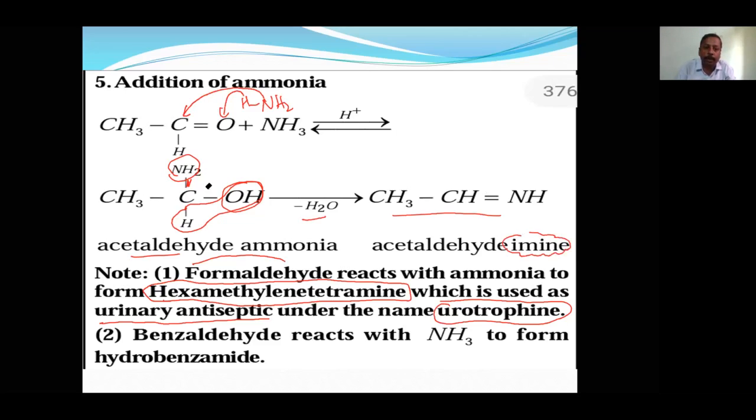What is the functional group name? Imine. This OH and this hydrogen will be removed as H2O. Then there will be a double bond: CH3CH=NH. This is called an imine. Amines means single bond, imines means double bond. In the same way, if we react benzaldehyde, we will get hydrobenzamide.